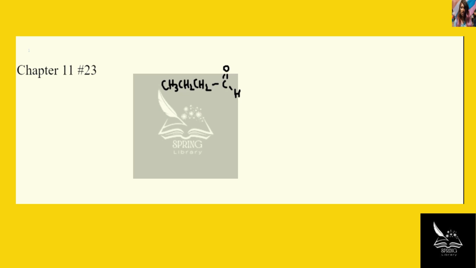This is the answer to Chapter 11, problem number 23 from the Smith Organic Chemistry textbook. And this problem says devise a synthesis of, I guess it would be butyraldehyde from 2 carbon starting materials.